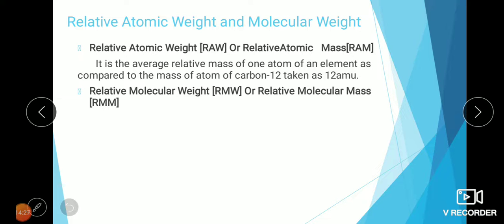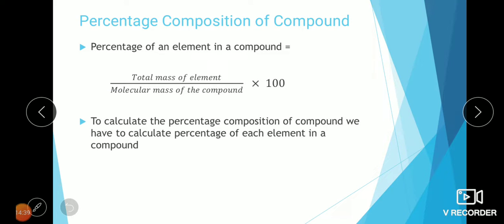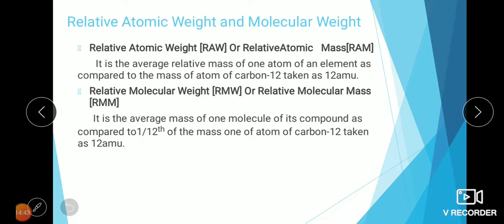Relative molecular weight or relative molecular mass is the average mass of one molecule of a compound as compared to 1/12 of the mass of a carbon atom taken as 12 AMU. Now these are the basic definitions. Definitions may be asked in the examination for 1 mark each.